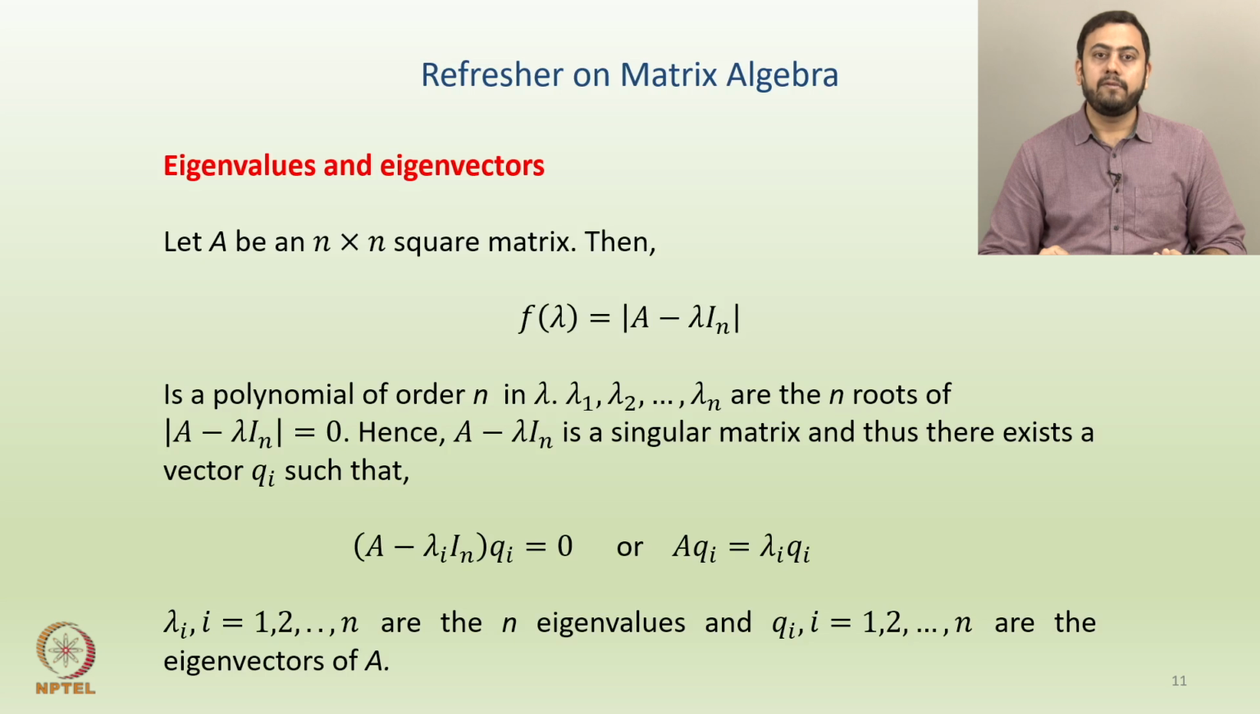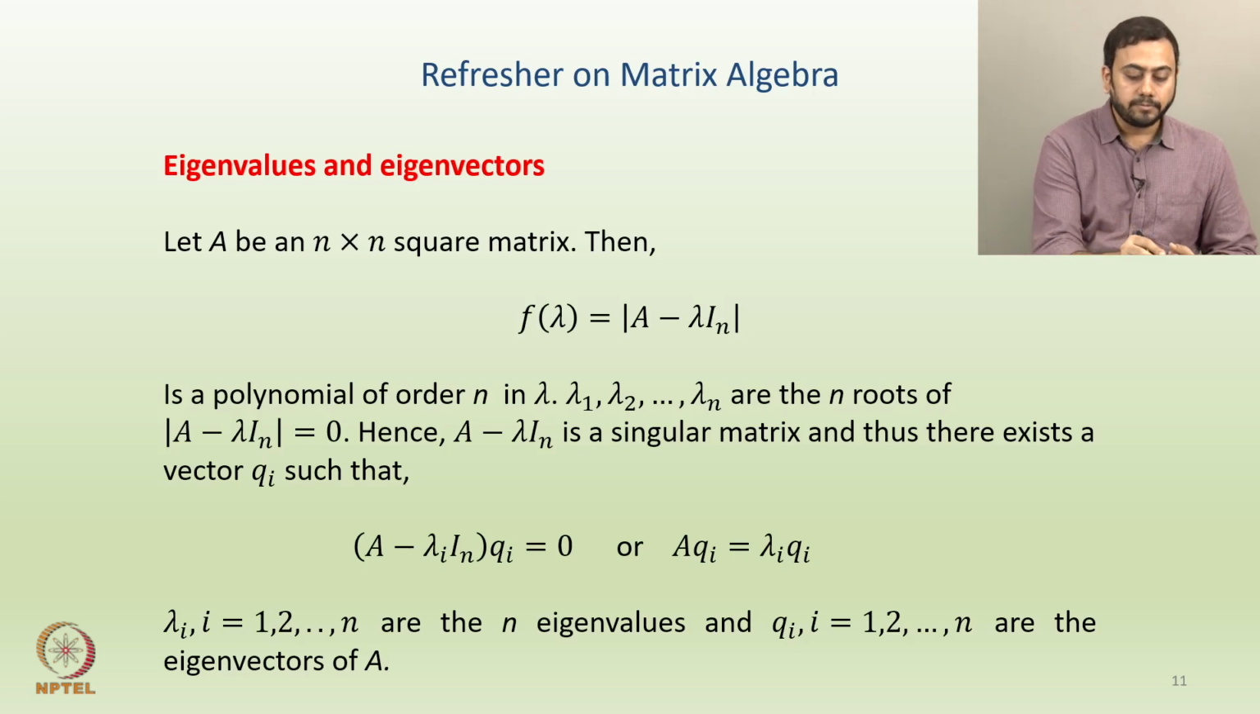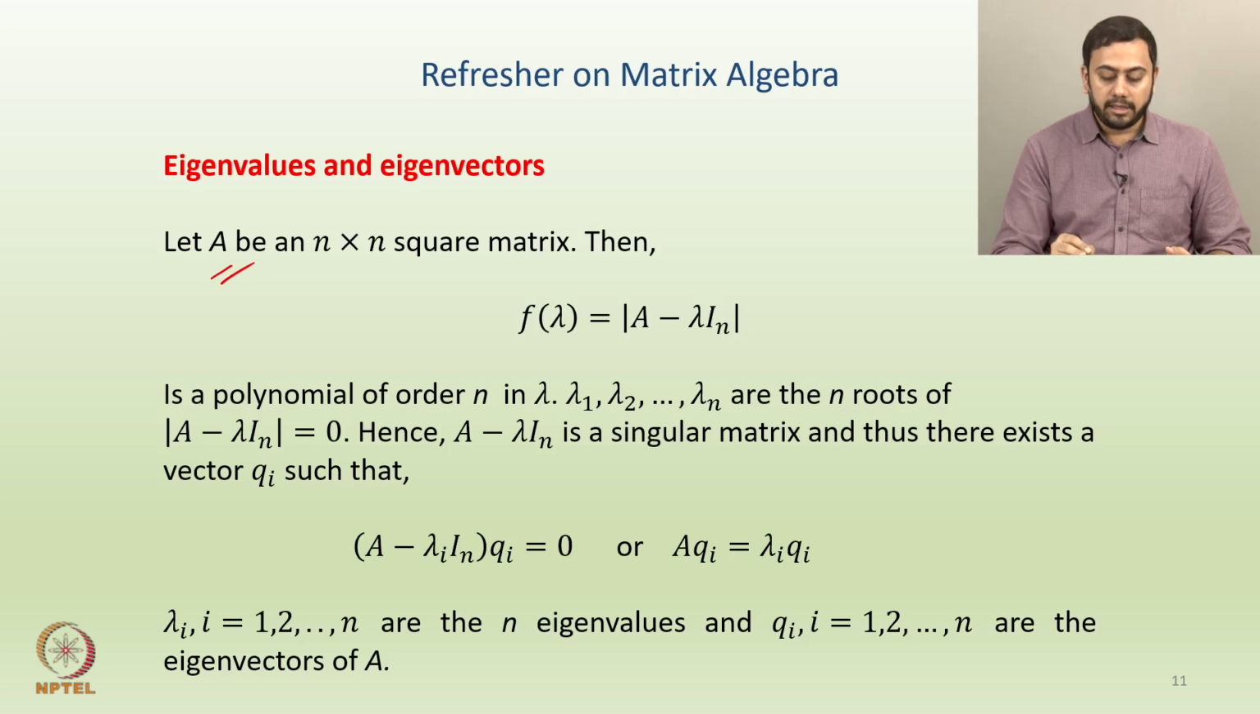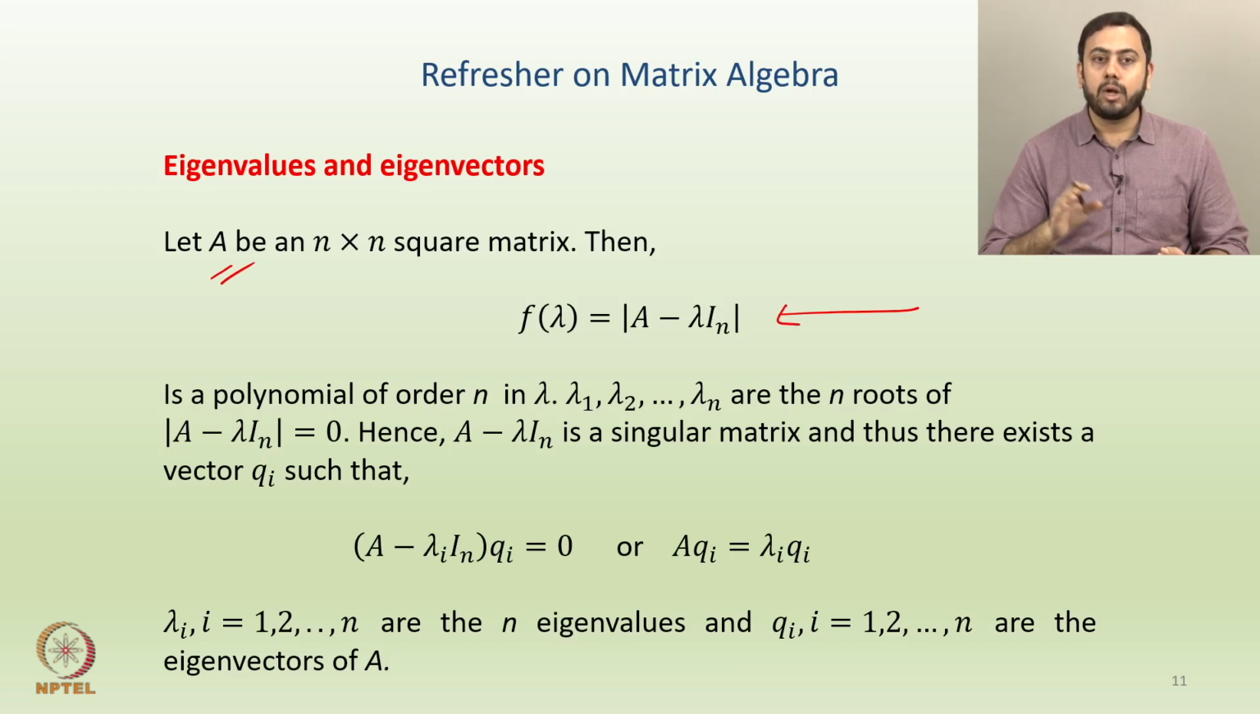So where exactly can we make use of eigenvalues and eigenvectors of a matrix when we study the multivariate time series processes framework? Okay. But just a very quick refresher about eigenvalues and eigenvectors. Let's say you have A, which is a matrix. So A is a square matrix of order n cross n, and then we focus on this polynomial: f of lambda equals determinant of A minus lambda times I_n.